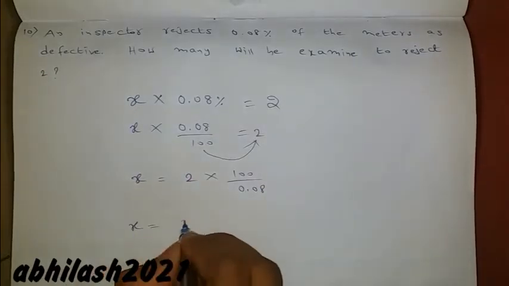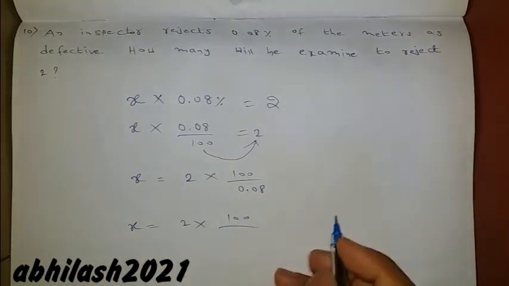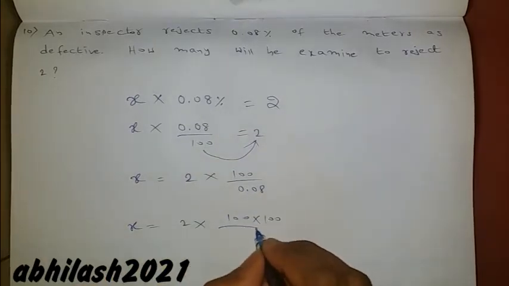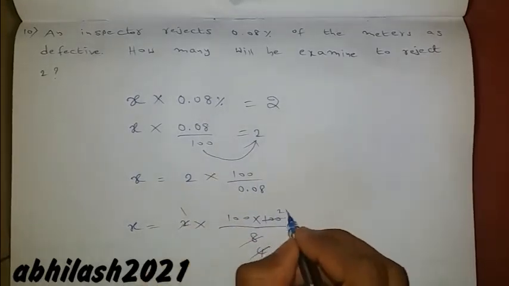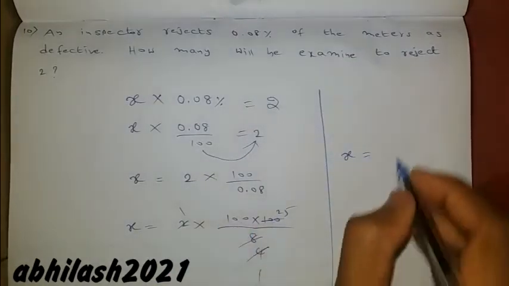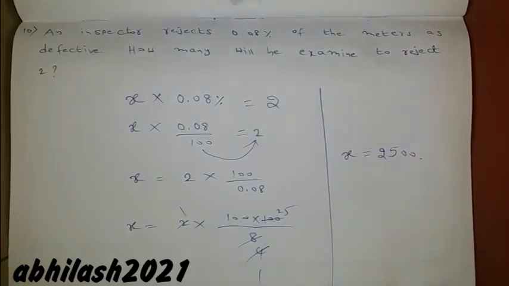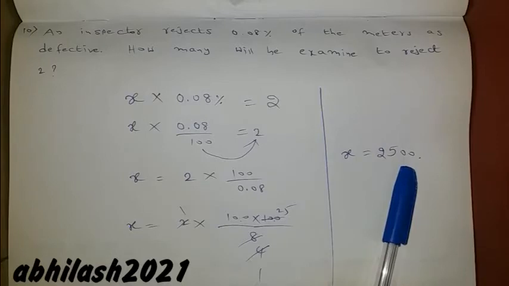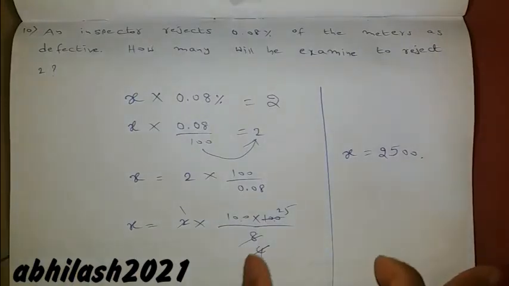So x is equal to 2 into 100 by 0.08. Here after the decimal 2 digits are there, so multiply with 2 zeros: 200 by 8. 2 ones are 2, 4 twos are 8... we will get x is equal to 100 into 25, 2500. So it means he needs to examine 2500 meters so that he can reject 2 meters. Okay, let's move to the next question.